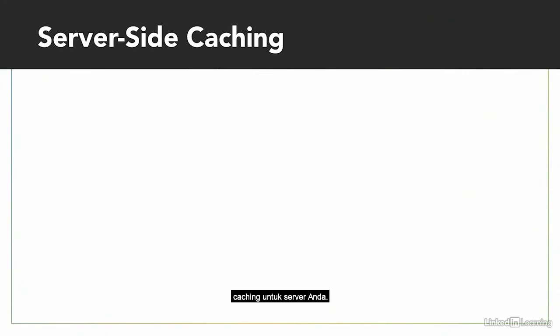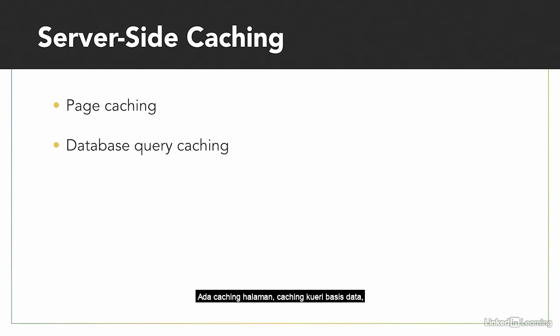Let's talk about the different types of caching for your server. There's page caching, database query caching, and object-based caching. Page caching is what I described at the beginning of this lesson, and some managed hosts, like WP Engine, will automatically handle page caching for you. It's one of the most effective forms of caching because it saves an entire page. If you have a static site that doesn't change often, page caching is a fantastic tool.